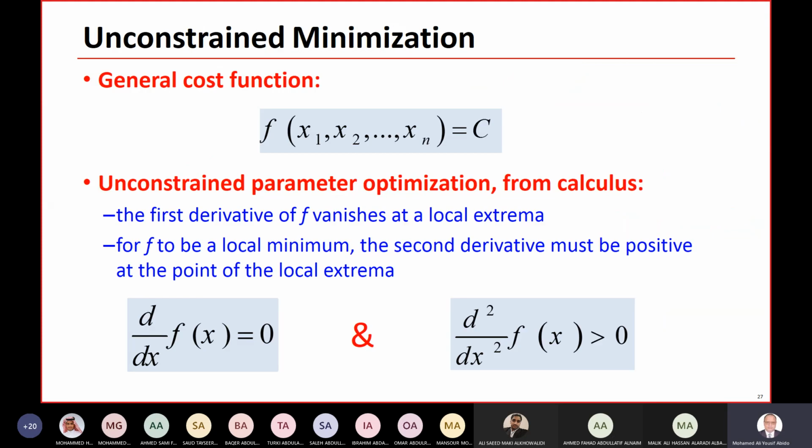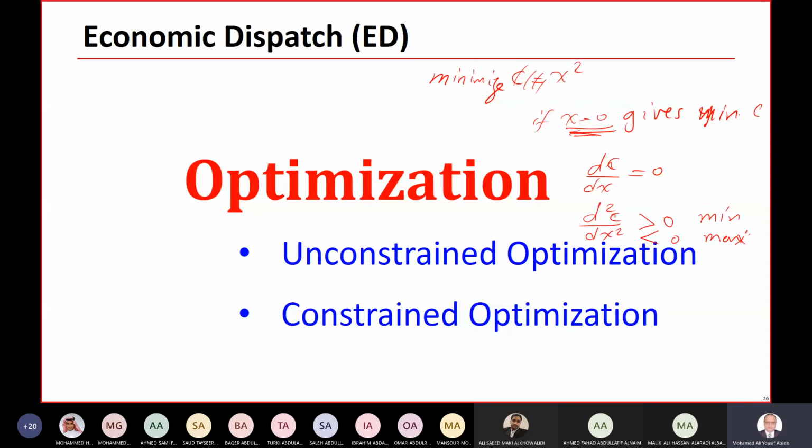Here we will not consider only one variable. Here we have only one variable which is x, but definitely when we want to implement this on the economic dispatch problem, this x represents what in economic dispatch? This x here in this simple example represents what in economic dispatch? Load. Huh? Represent load.